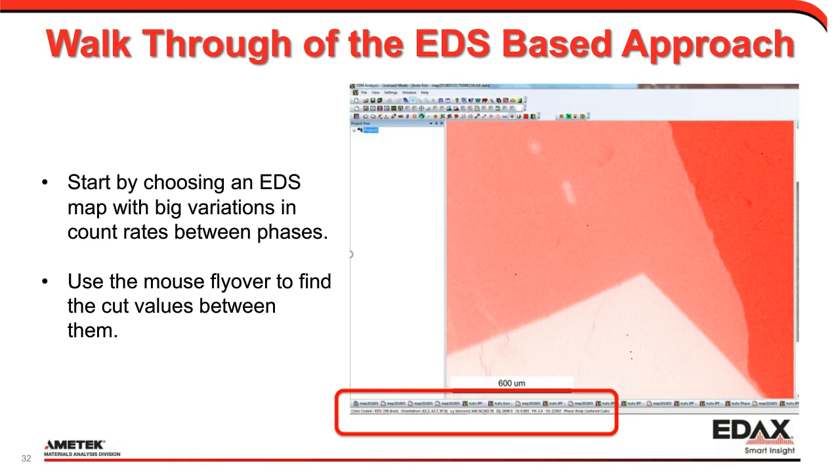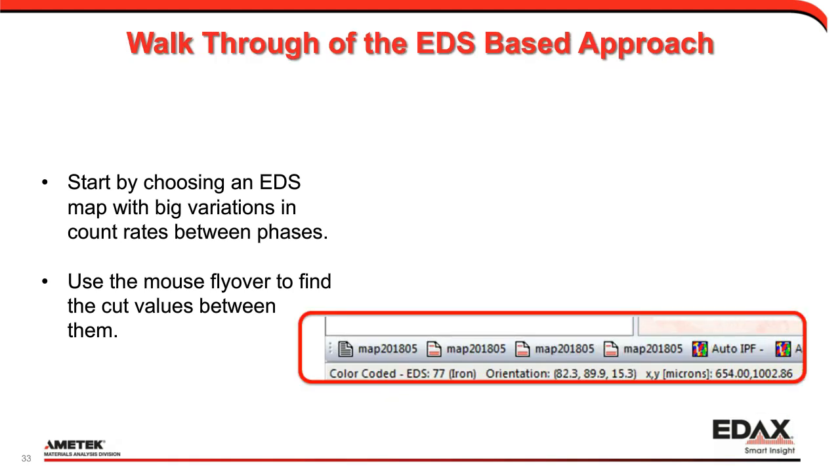So in the bottom left of OIM Analysis, the data follows your cursor. In this case, I'm looking specifically at EDS counts. I believe it's an iron map, so I can go ahead and use the iron as my differentiator. So now I mouse over my sample and figure out what my cutoffs are. Here I can see the color coding. It says the EDS is 77 counts for iron.